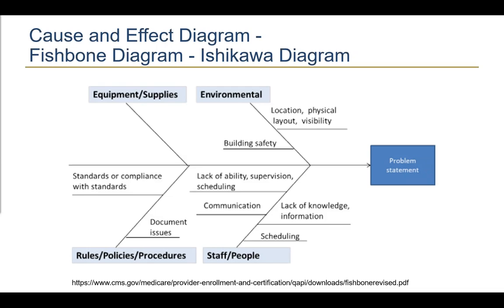The problem or effect is displayed at the head or the mouth of the fish. Possible contributing causes are listed on the smaller bones under various major cause categories. A fishbone diagram can be helpful in identifying possible causes for a problem that might not otherwise be considered by directing the team to look at the categories and think of alternate causes.